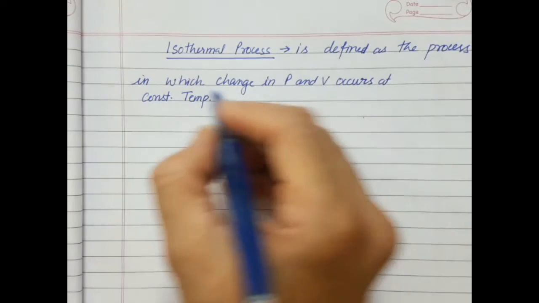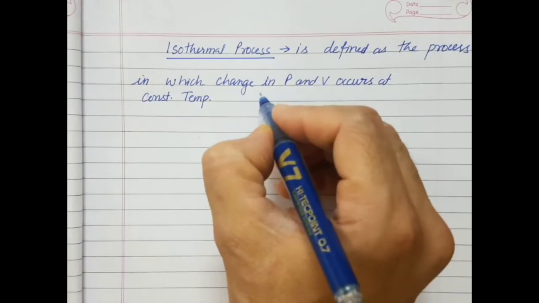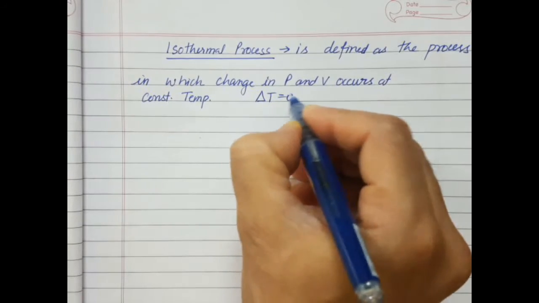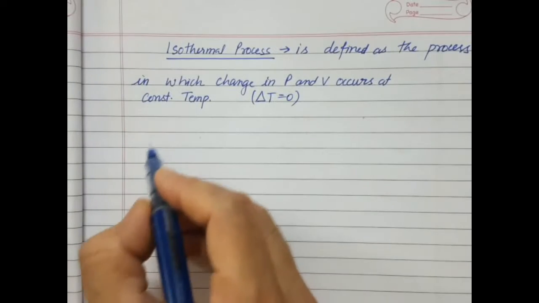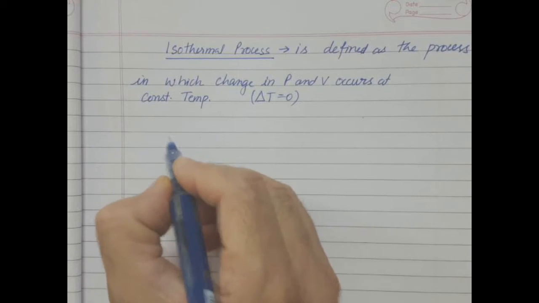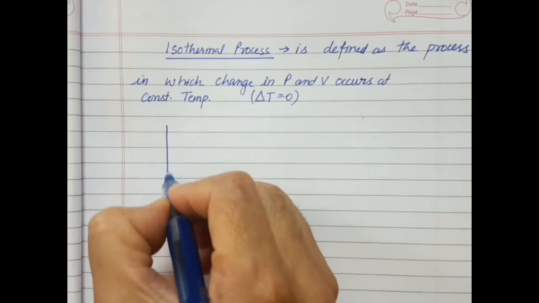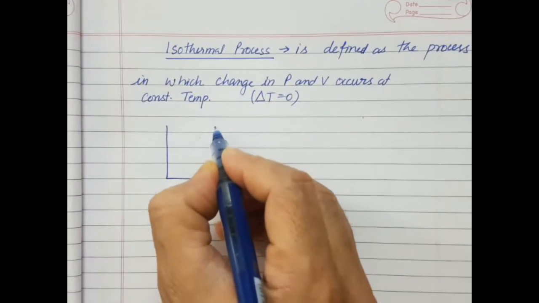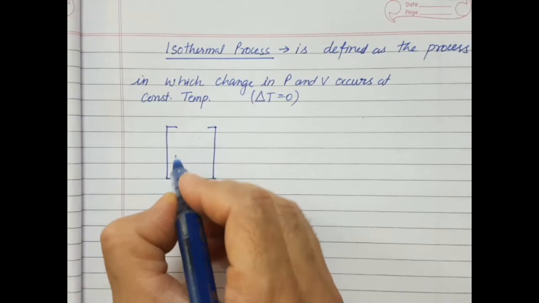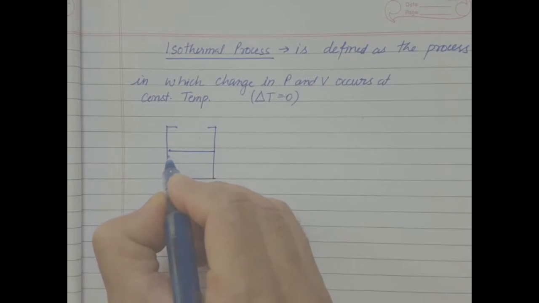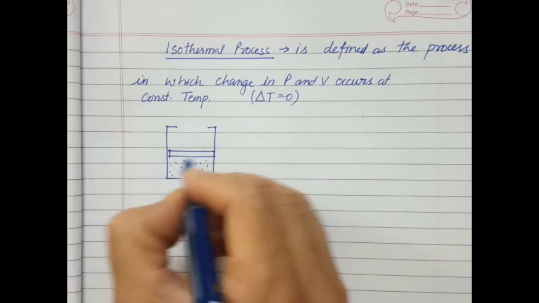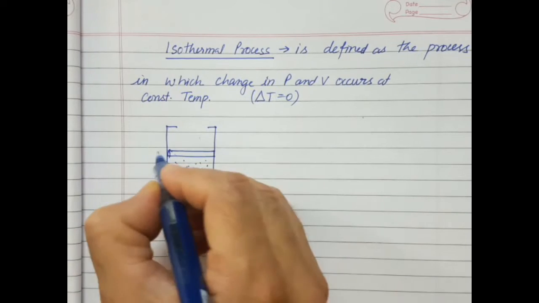So what does it mean? That during this process the temperature remains constant. So delta T is equal to 0 throughout the process. So let us try to understand the process in a piston cylinder arrangement. And assume there is a gas which is kept inside the piston and the cylinder. Now this is the gas. Now this piston is free to move.